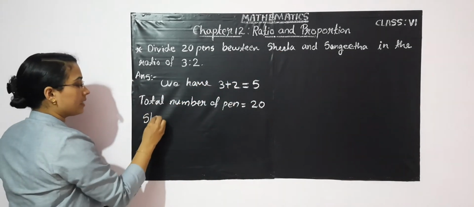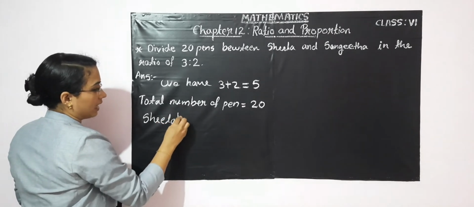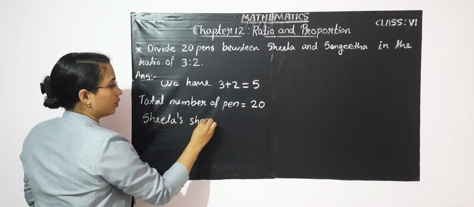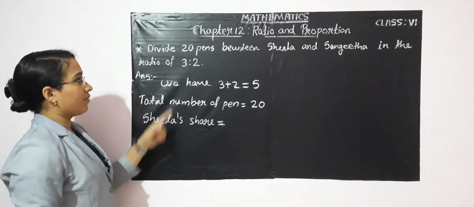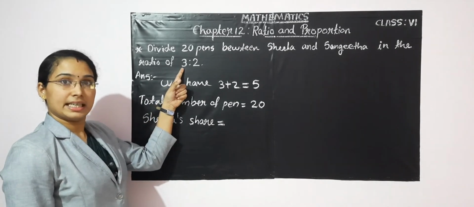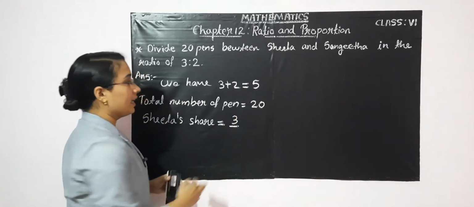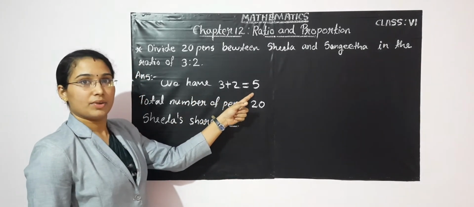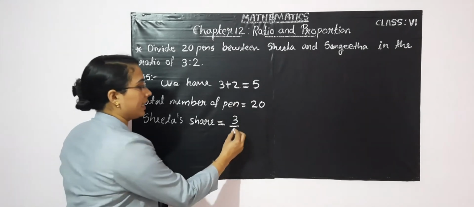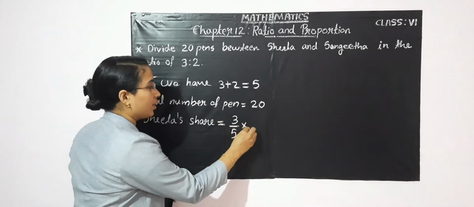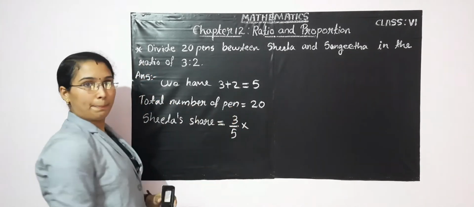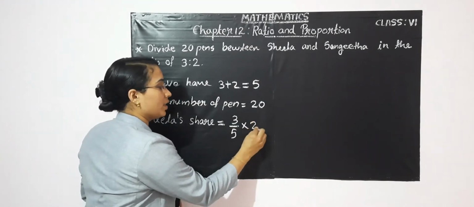After that, first one is Sheila. So, Sheila's share equal to, first you want to write the first digit in the given ratio, that is 3. 3 divided by the sum of the digits. What is the sum? 5. So 3 divided by 5 into the total number of pens. Total number of pens is 20.